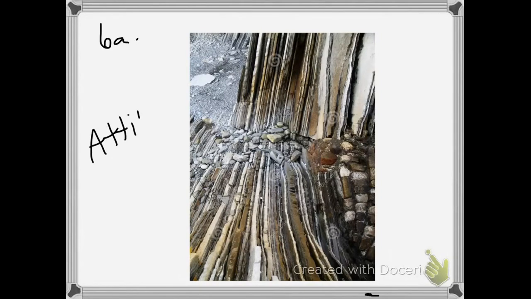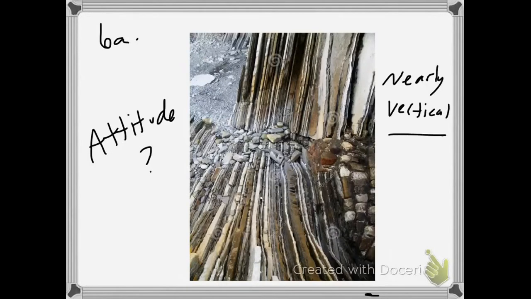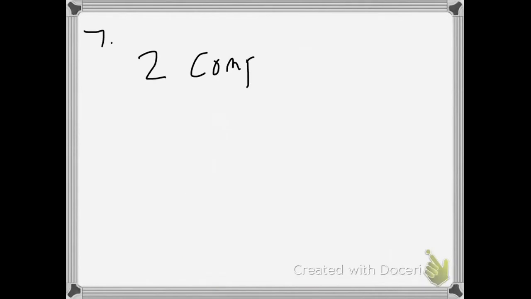So this is question 6A, and this is a picture that I grabbed off the internet. What is the attitude of these beds, would you say? Okay, the answer that I've written here in docere is nearly vertical, because I don't think the rocks are completely 90 degrees up and down. I think they're maybe 85 degrees or something like that. Or they could be overturned. You need more evidence of that.